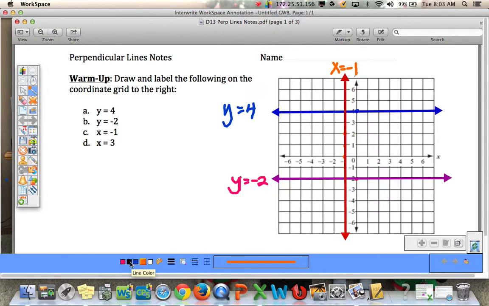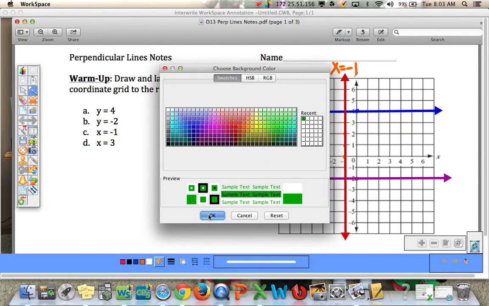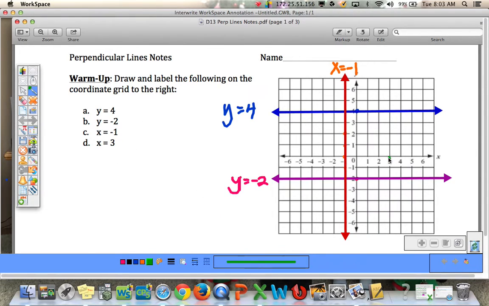And the last one will be, let's use a different color here. It's green. X equals 3. So what that means is it doesn't matter what the y value is. X equals 3 right here. And we'll label it x equals 3. So if it's an x equals line, it's vertical. If it's a y equals line, it's horizontal.